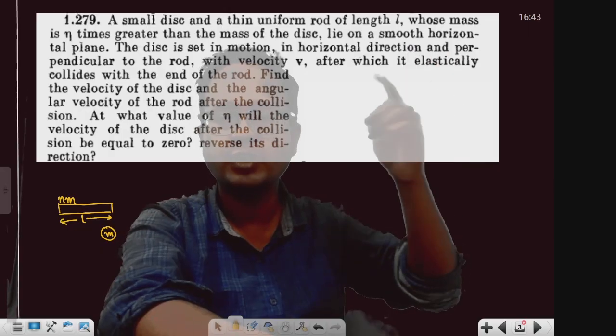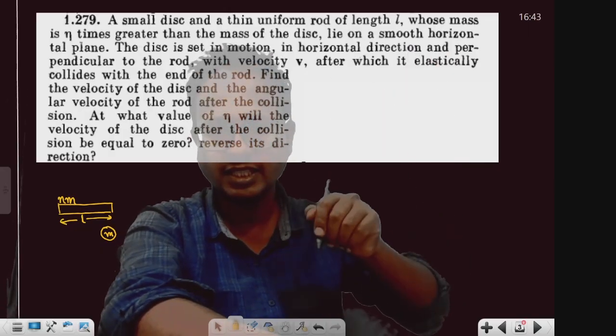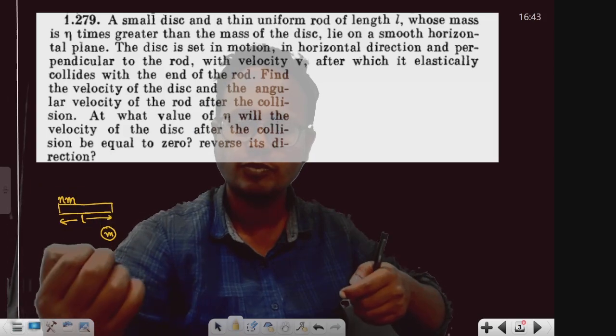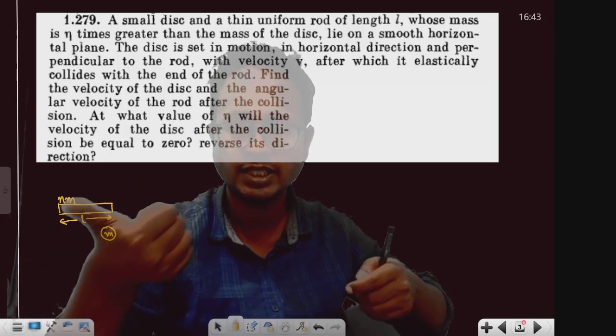They lie on a smooth horizontal plane. Horizontal plane means the gravity force is inside the plane. That means there is no component of gravity out here. All the gravity forces are inside the plane of paper.